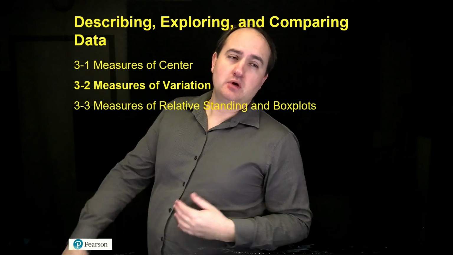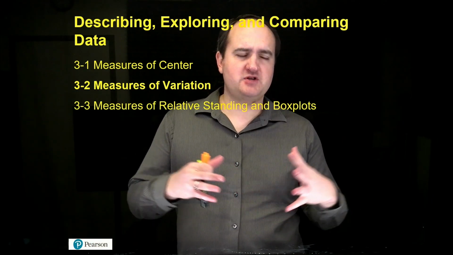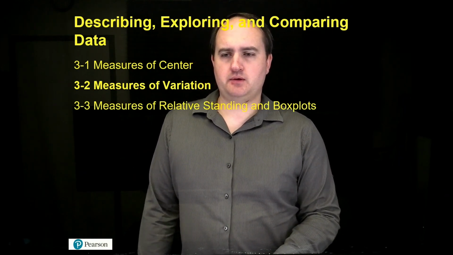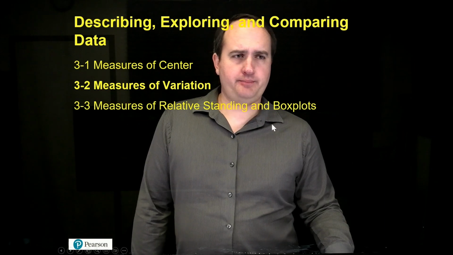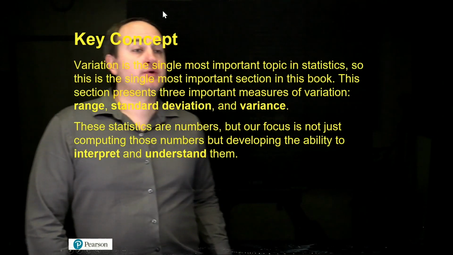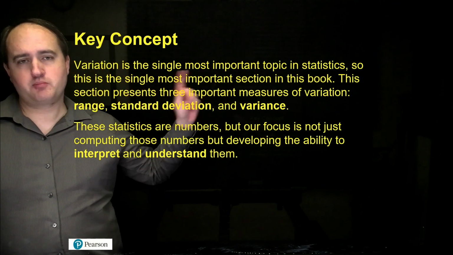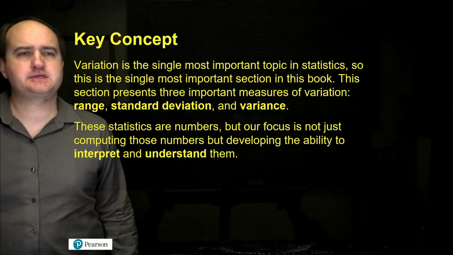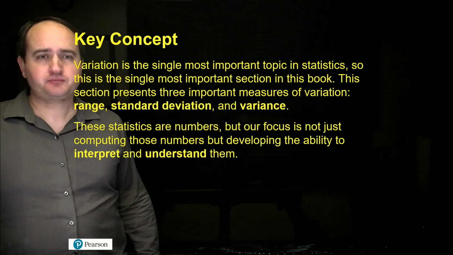And there's some math that we can do to measure variation. So how much variation is there? How much spread of the data values is there? Okay, so variation is the single most important topic in statistics. This is according to our book. So this is the single most important section in the book.